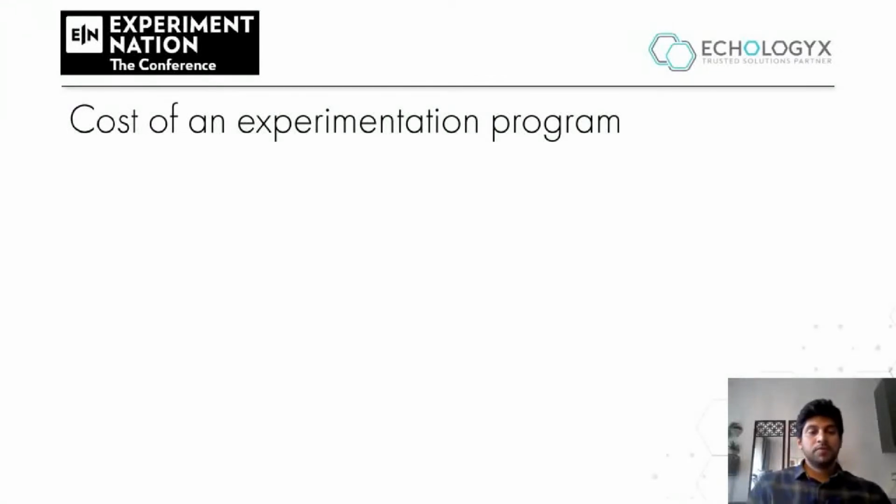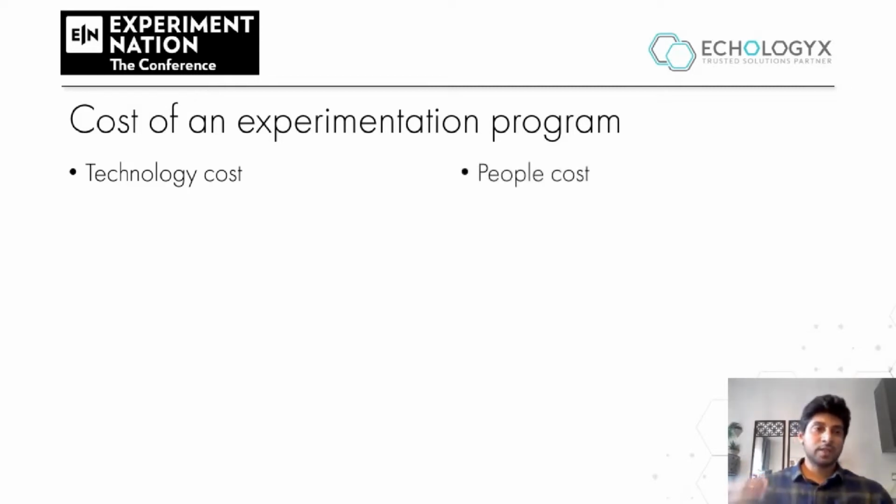So before we get into how to reduce the cost of an experimentation program, let's just take a quick look at where the cost actually adds up for an experimentation program. I divided it into two sides. The first one is the cost of technology, and all kinds of platform costs and other associated costs are part of this technology cost. And then, of course, the cost of brains or cost of people.